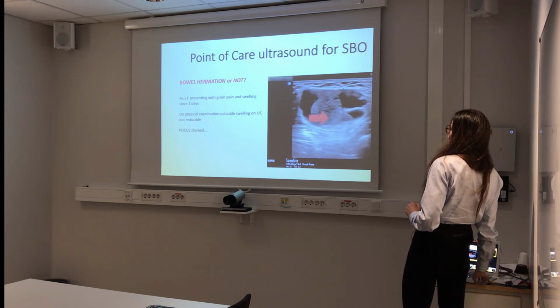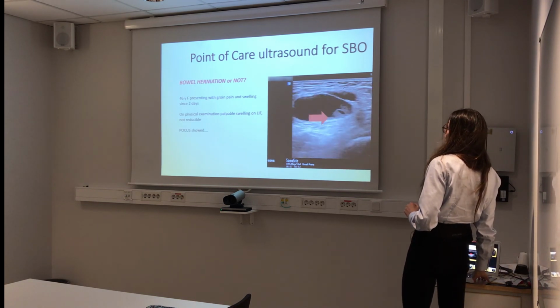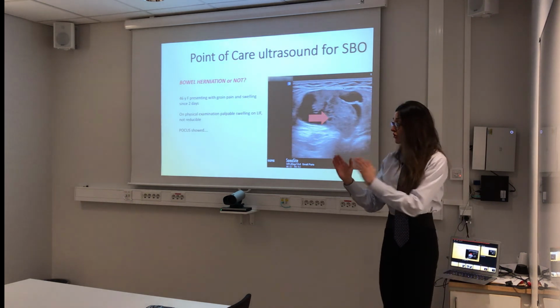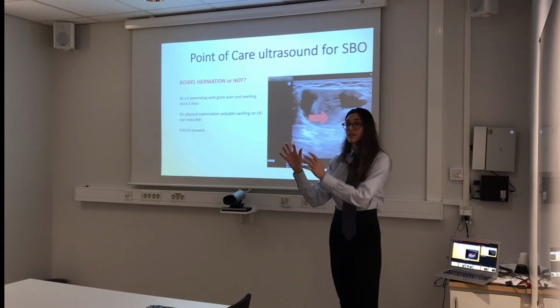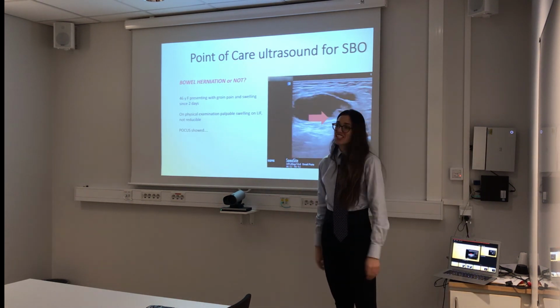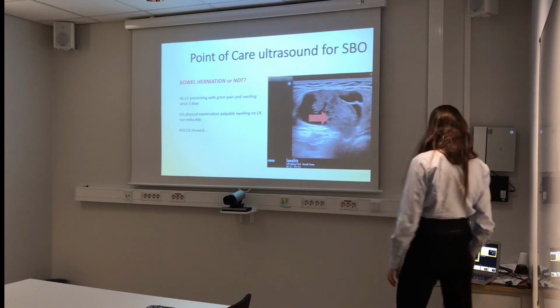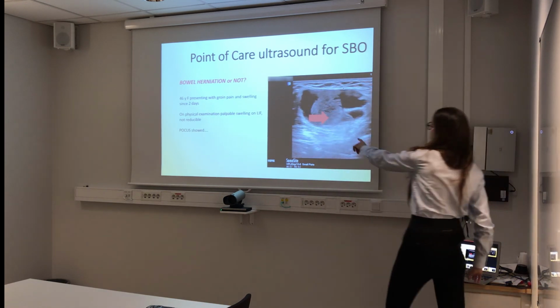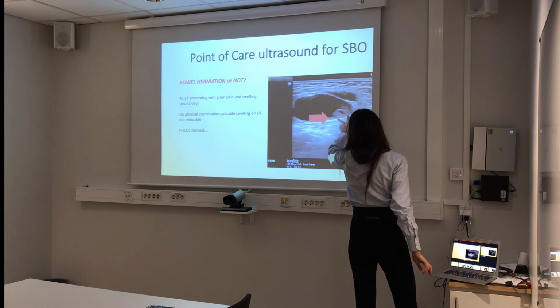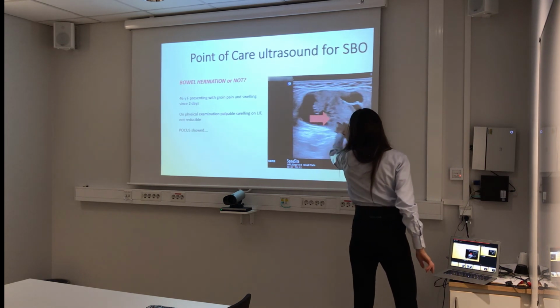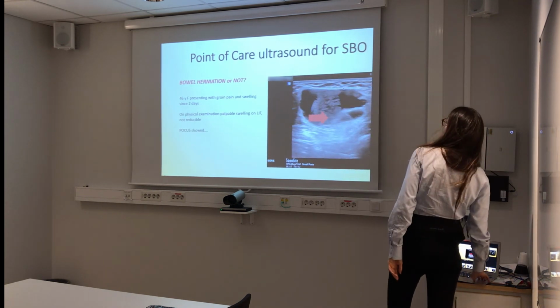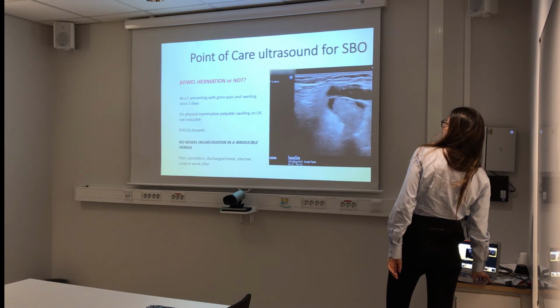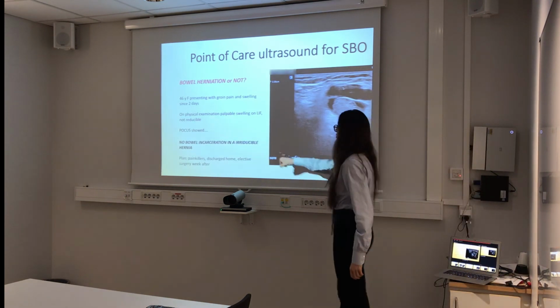Would you expect to see gas in there? Gas, yes. And then also, if you hold it still, it's moving, so you see it straight away. I'll show you after. So what is this? I said, look at this. This is probably the neck of the hernia, you see? Okay, so no bowel incarceration.